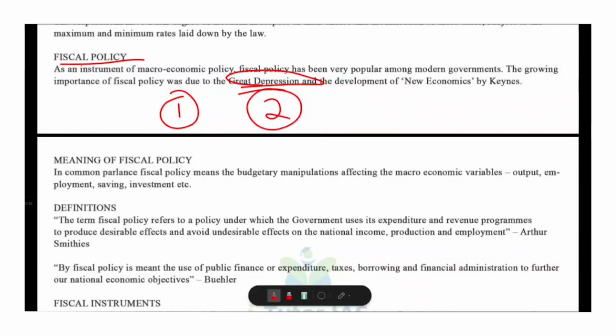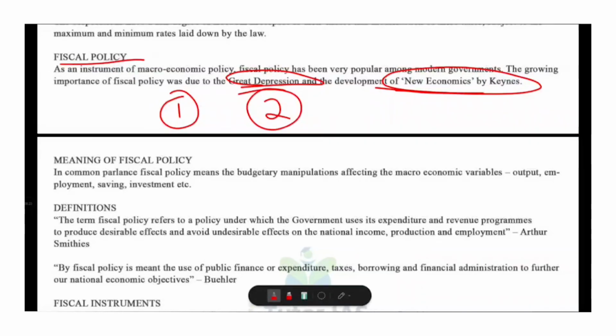So there is the development of Keynes and the new economics. That is, economist John Maynard Keynes introduced new ideas. That is, during recession, government should spend more, and during inflation, government should reduce spending or increase taxes. Government investment can revive demand.